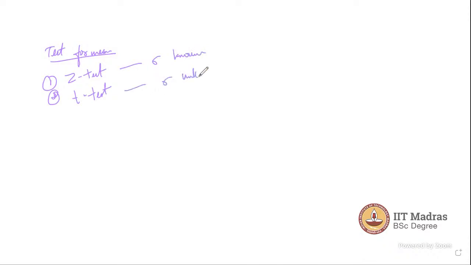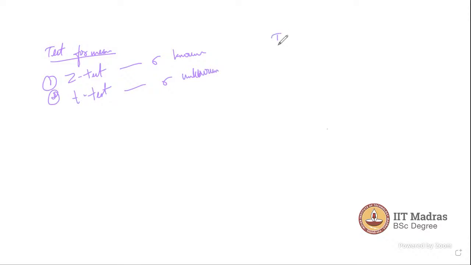Basically, the Z test and T test are for the mean, while the chi-square test and F test are for variance. For the mean, you have the Z test and the t-test. The only difference is that when sigma is known we use the Z test, and when sigma is unknown we use the sample standard deviation. So that is the only difference.